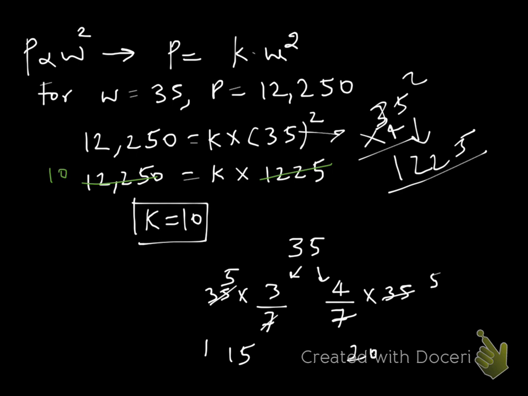So now we have the two weights as well. Let's see the price of the first part. First part is K into W square. K is 10 into 15 square. 15 square is 225, into 10 is 2250. Price of the first part is 2250.